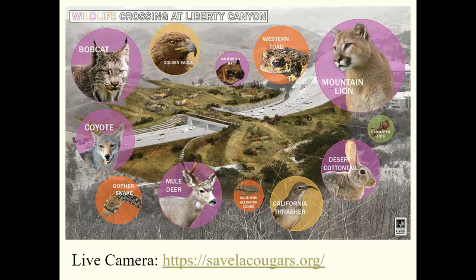And the reason they're out of food in the first place is because we've taken so much of their land for urbanization and businesses and agriculture, stuff like that. So there's a live camera that you can go to, savelacougars.org, and you can see in live time them working on this corridor. So I'm going to show you that next.